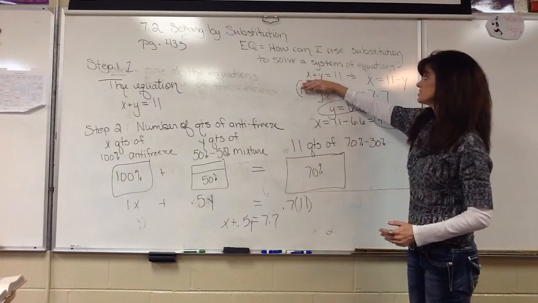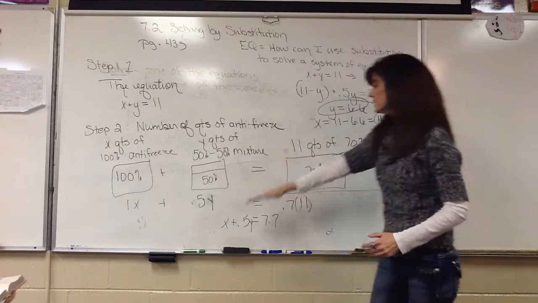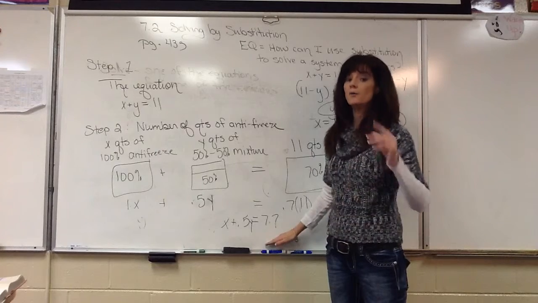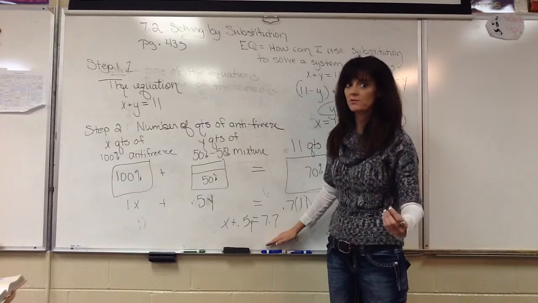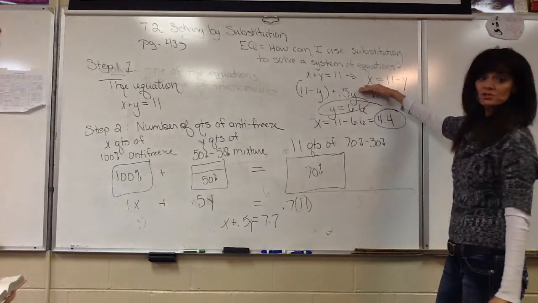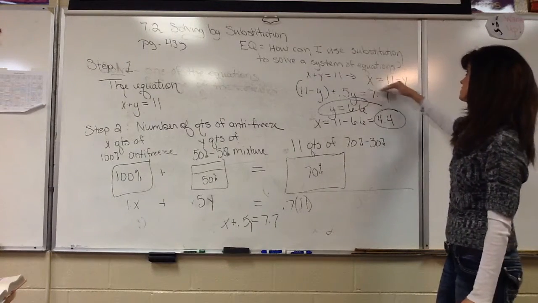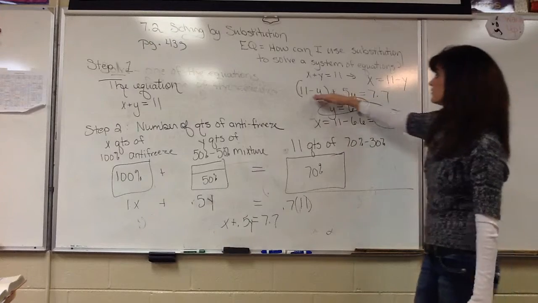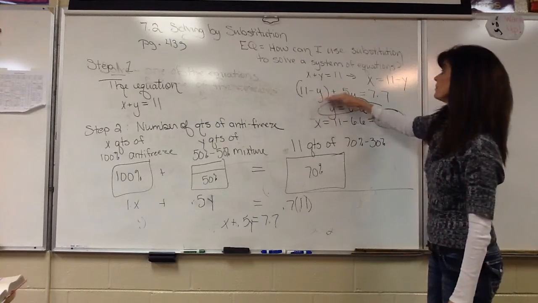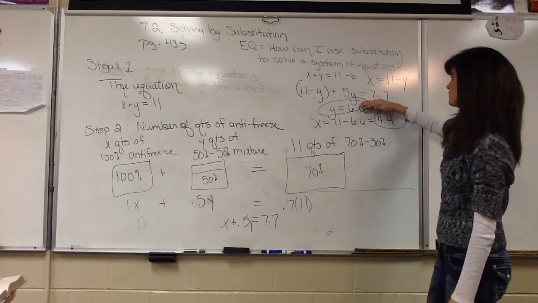Now I have two equations here. X plus Y equals 11, and then X plus 0.5Y equals 7.7. So obviously it's going to be easier for me to go ahead and solve for the X or the Y in X plus Y equals 11, and that's what I did. I just subtracted Y from both sides. X equals 11 minus Y. So I'm going to sub that in for the X value here. So 11 minus Y plus 0.5Y equals 7.7.